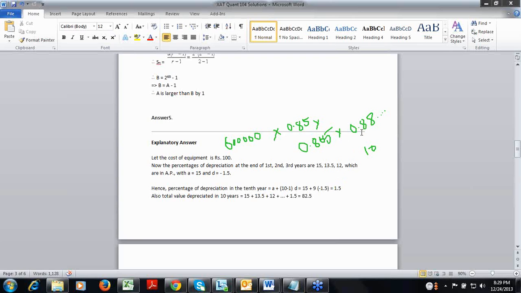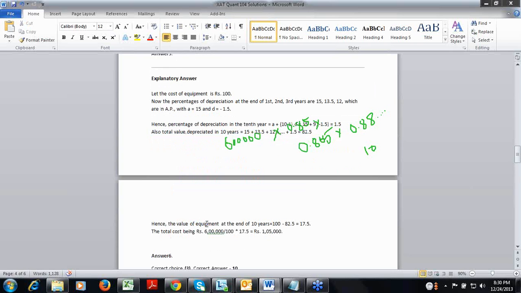So numbers won't change. Even if instead of 6 lakh we take 100, so let the cost of equipment be 100. So now the percentages of depreciation are 15, 13.5, 12, so D is minus 1.5, and A we know is 15, so it is actually becoming an AP. So the percentage of depreciation at the 10th year will be 1.5. So total value depreciated will be 82.5. We'll find the sum of the AP.